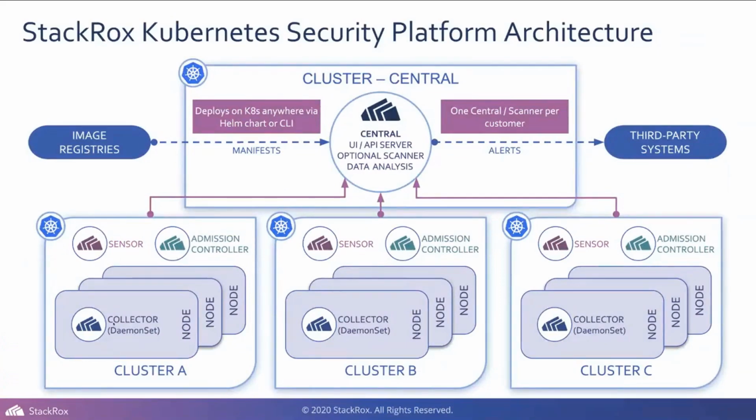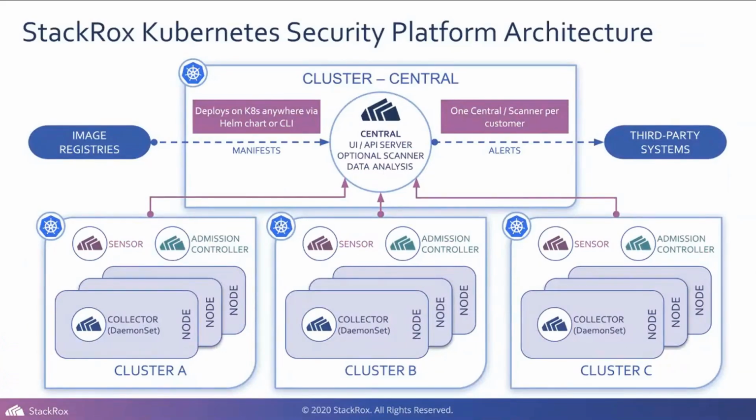The way this works is collectors collect information from every node and send it back to Sensor. Sensor correlates it across the entire cluster and sends it back to Central, and then Central collects and correlates information across all the clusters and then pushes back down things like rules and permission requirements and controls. And all of this information is pushed back into Kubernetes for enforcement or action.